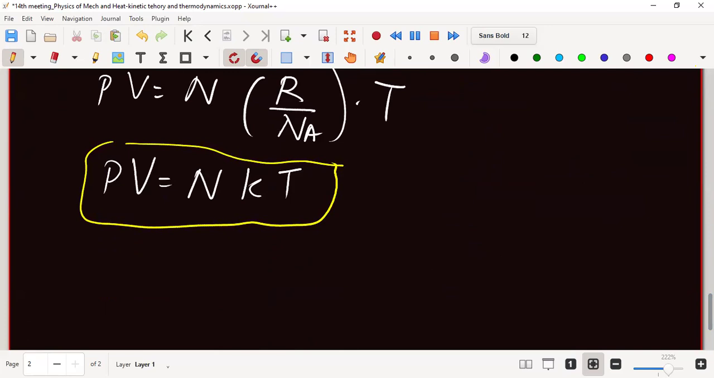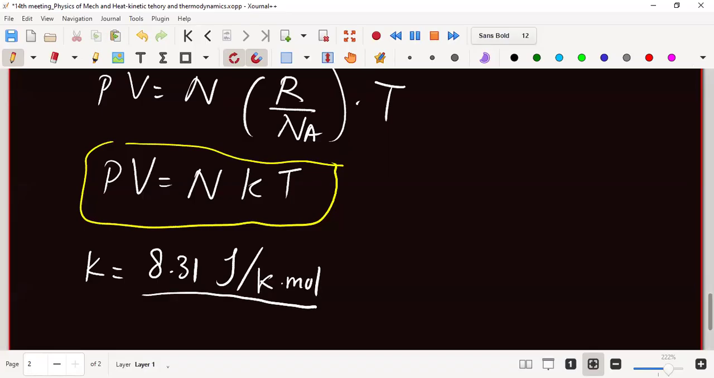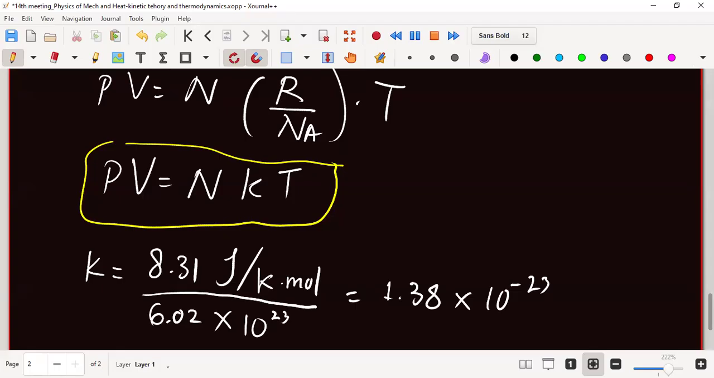So k here is the Boltzmann constant. You can write that k is 8.31 joule per mole Kelvin, divided by the Avogadro number, 6.02 times 10 to the 23, is equal to 1.38 times 10 to the minus 23 joule per Kelvin. So this one is the Boltzmann constant, yeah.